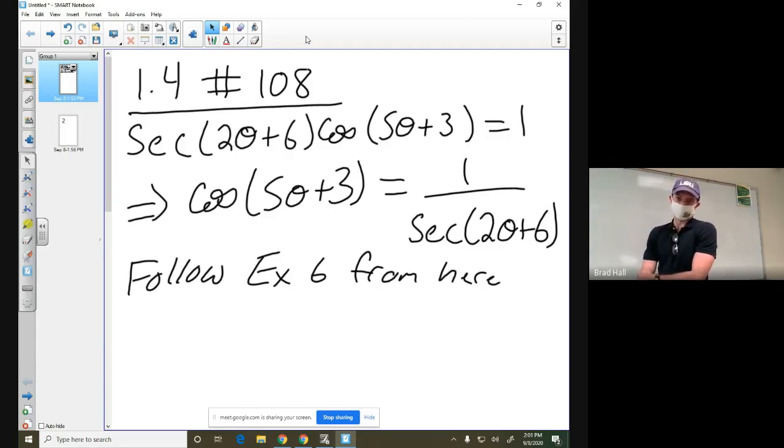I wanted to give everyone an idea for that problem: trig functions can be moved around as such if they are multiplying one another. So that's pretty much it for this one.